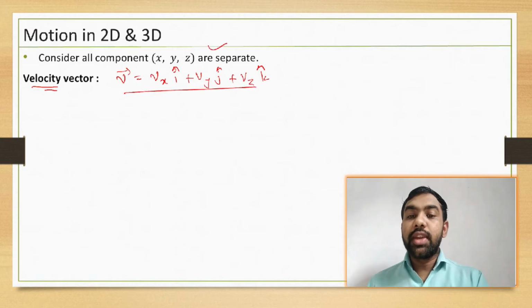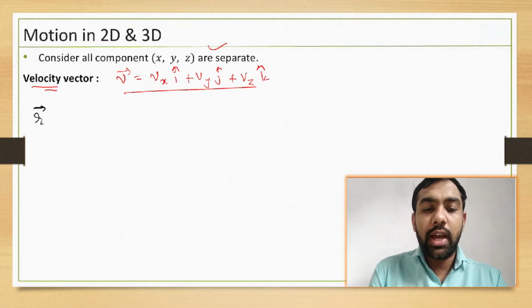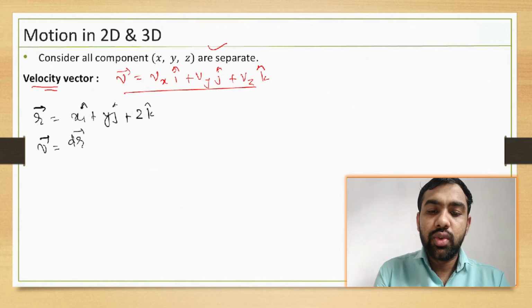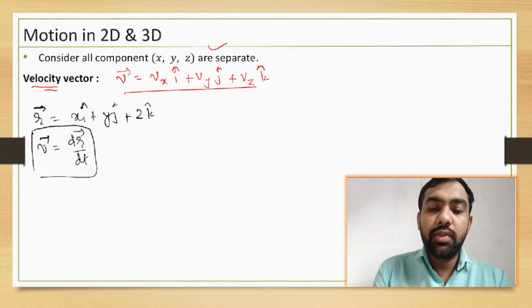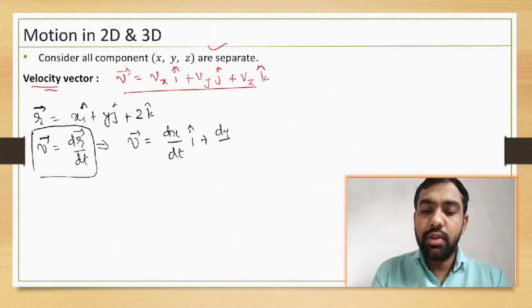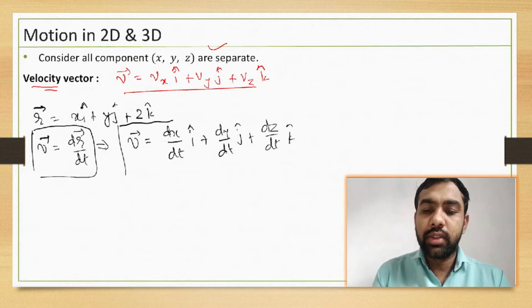So what is vx actually? If you consider the displacement vector r equal to xi plus yj plus zk, then what is v? v is equal to dr by dt. So take the differentiation of this one. v is equal to dx by dt i plus dy by dt j plus dz by dt k. So that's the net velocity.